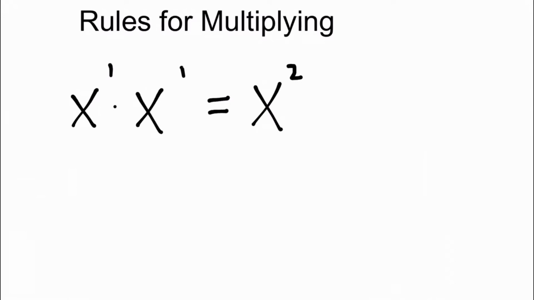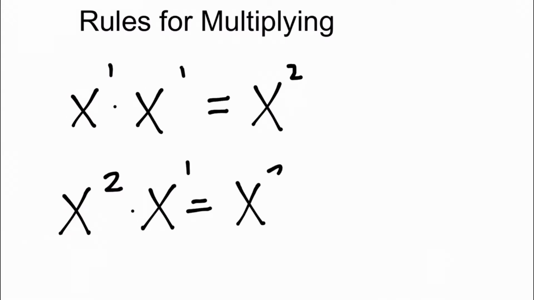What we do is we add the exponents. So here, this is x to the 1, x to the 1. They're being multiplied together, so I add the exponents and it becomes x squared. In the same way, x squared times x, this is a 2 and a 1. This becomes x to the third.